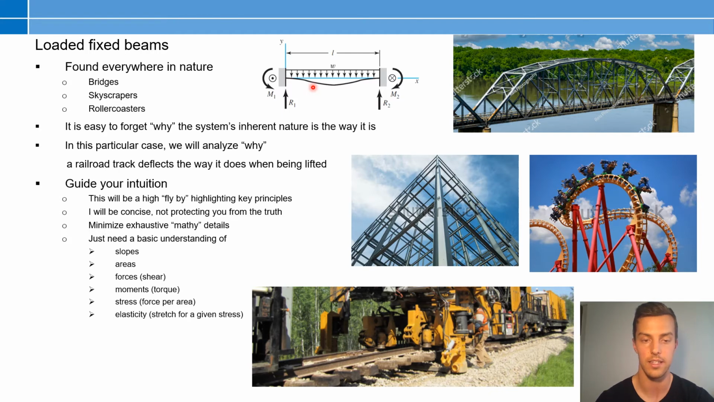And in this particular case, we will look at why and how a railroad track deflects the way it does when being lifted. As you can see in this picture below, you can see the track being lifted a certain amount. How does that behave?